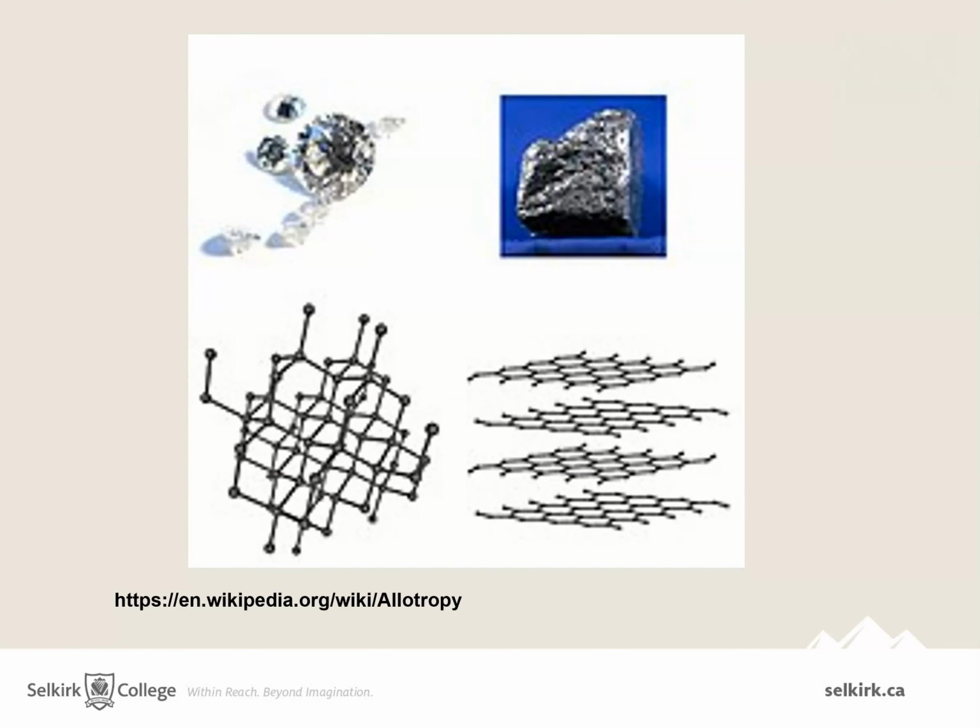Carbon, just for fun, has a couple different forms it can form, and you might know the name of what we call these different forms of an element. These are called allotropes. Same element, but the atoms are packed together in different ways.